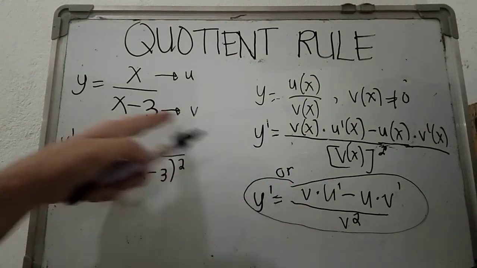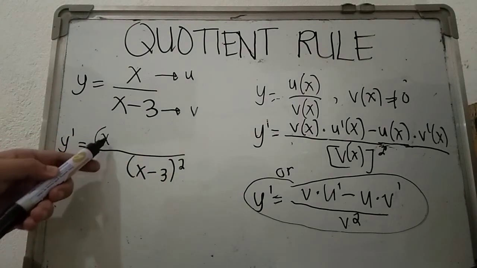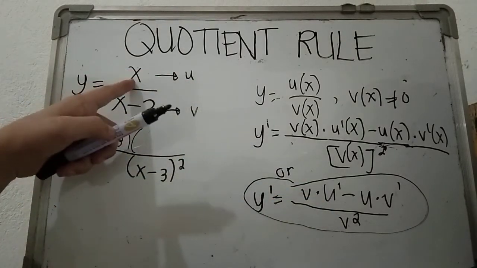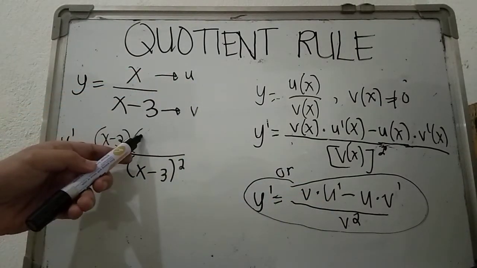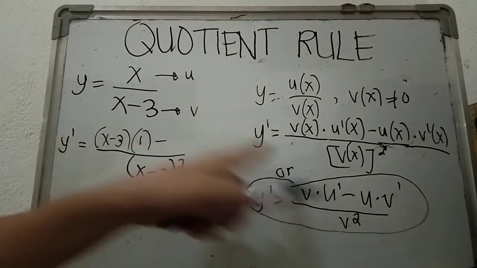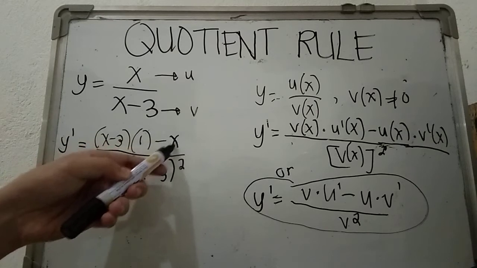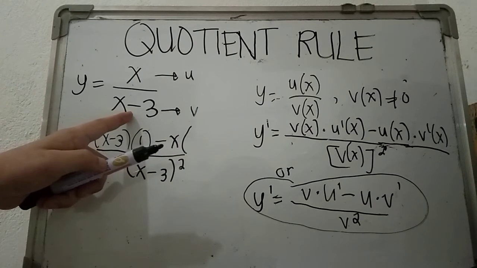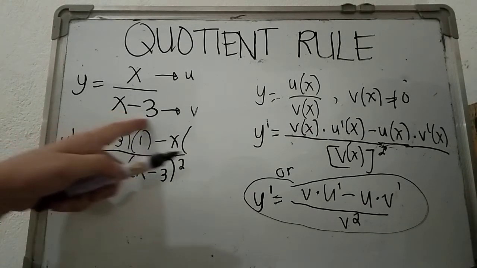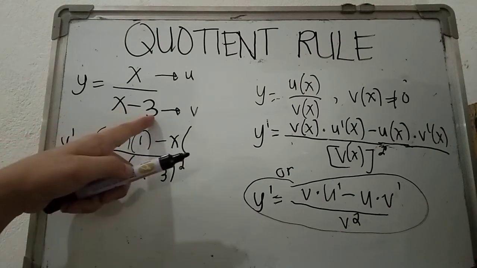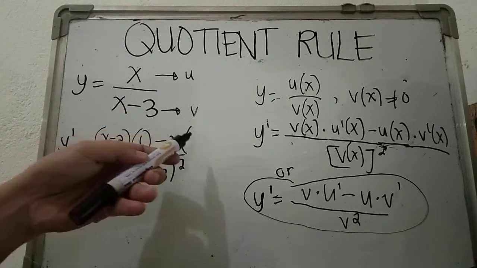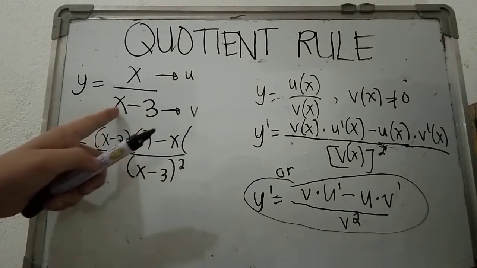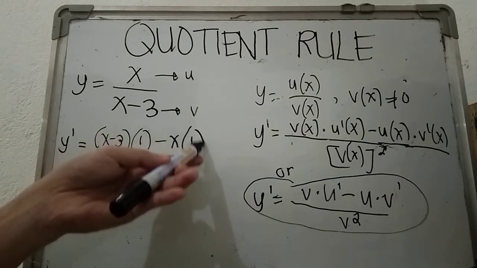What is your v? x minus 3, write that here on your numerator, times, what is u prime? Your u prime is the derivative of x, which is 1, minus, what is your u? Your u is just x, your numerator, times, what is v prime? The derivative of the v, or the derivative of x minus 3. This is the difference rule, so get the derivative of the first term and the second term. The first term's derivative is 1, but the derivative of the second term is 0 because this is a constant. So the derivative of the denominator is just 1.